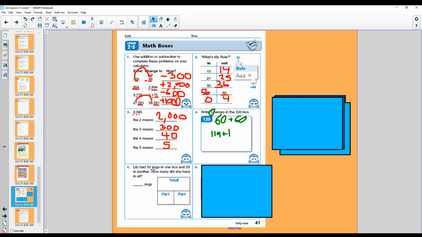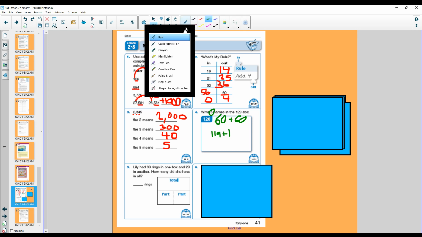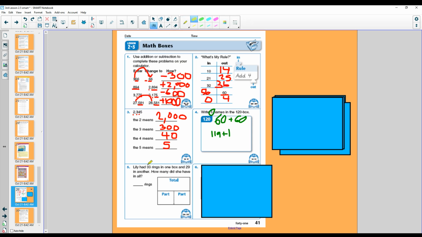Okay, let's go here. Lily had 33 rings. That's highlighted information we want to know in one box. 29 rings in another. How many did she have in all? Do we know how many she had in all? No. So that is where our question mark is going to go. We need to know the total. We have both of the parts. She had one box with 33 in there, another box with 29. Now we need to add these up.